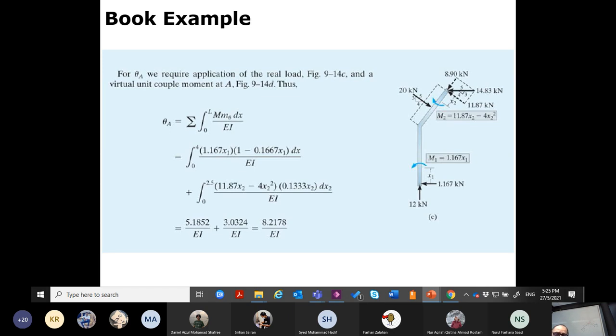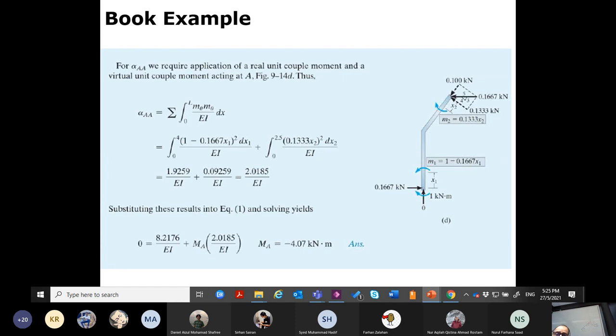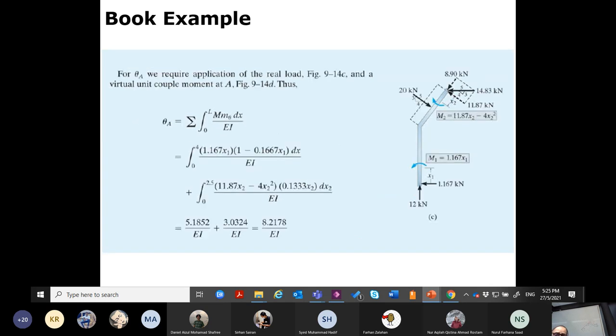So then we can apply 1 and we can get, right? Here we will apply moment as 1. When we apply 1 kilonewton, again we can get the reactions and this small moment equation. Same thing for alpha, so we can get it using these equations, so here we have applied this equation.